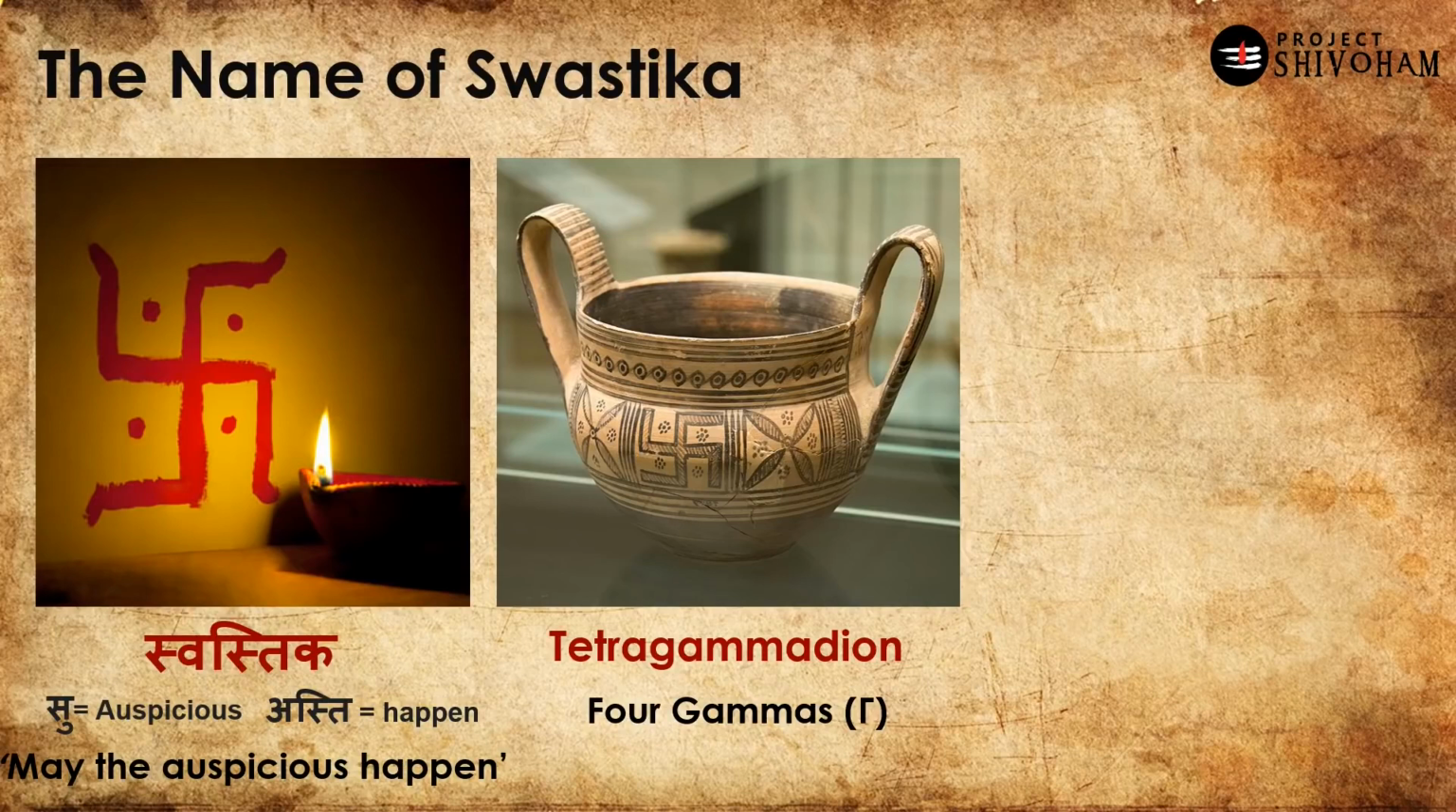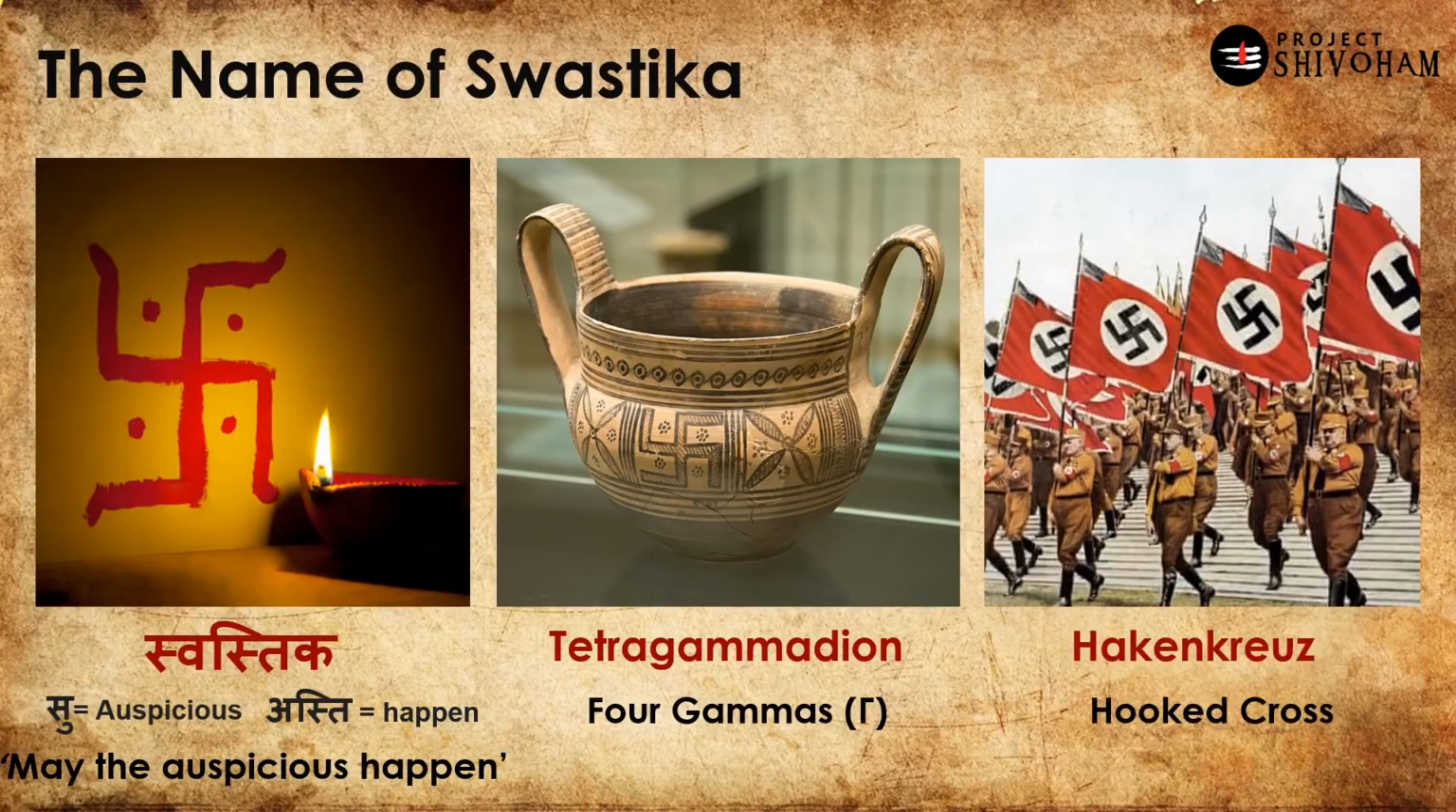Now moving on to the infamous Nazis who abused the swastika, what did they call it? They did not call it swastika, but they called it Hakenkreuz, which means hooked cross. A cross, as a plus, which has hooks in the edges. So that's what Hakenkreuz means, a hooked cross.